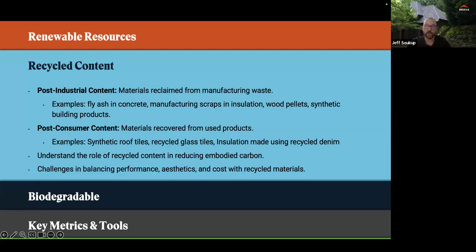So I drink a soda bottle, I throw it in the recycling, it goes to a recycling plant, they take it and separate, process it, and then send it out to manufacturers. And this is a little bit more difficult to get a steady stream for manufacturers, but a wonderful use. Again, this is a product that can be used in something like a synthetic roof tile, recycled glass tiles, or insulation.